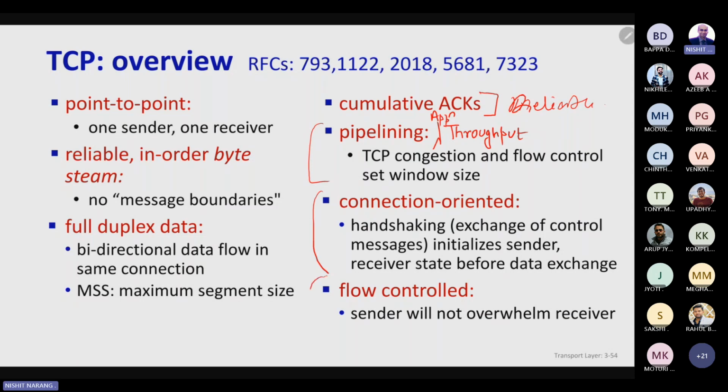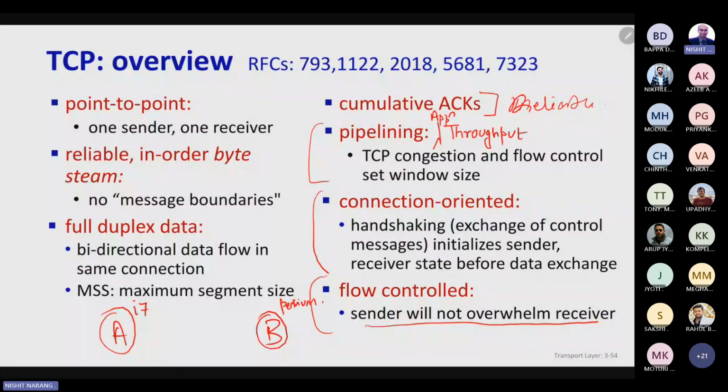Yeah, so with flow control, the sender will not overwhelm the receiver. It's possible that when A and B are two parties talking to each other, A may be an Intel i7 processor, and B may be a pretty old Pentium processor.